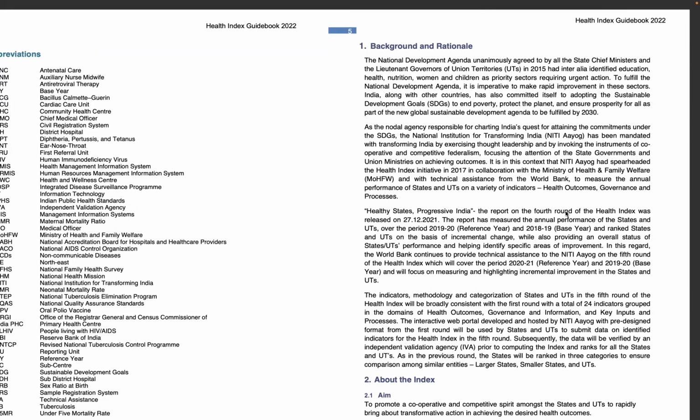And of course the ministry too is in the practice of computing it. So with this we get the desired achieved target or achieved outcome, that is health outcome for each of the states. And there will be a split of competition between one state and a second state, between one UT and a second UT, and among smaller states too. That was the only aim, to promote a cooperative and competitive spirit among the states and UTs to rapidly bring about transformative actions in achieving the desired health outcomes. Move on to the next.